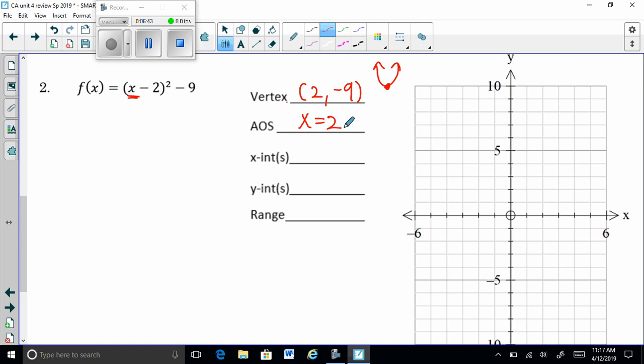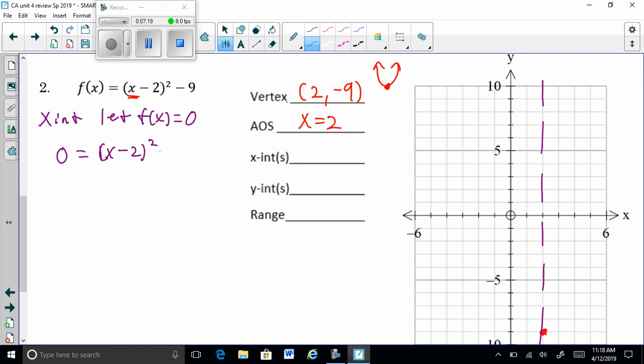All right. Once again, we can go ahead and plot this now if you'd like. So let's see, we're at 2, negative 9, which is down here. And then my axis of symmetry just cuts right through it. Okay, so let's find our x-intercepts. And so we'll go ahead and let f of x equal 0, essentially just letting y equal 0. So I'm going to have 0 equals x minus 2 squared minus 9.